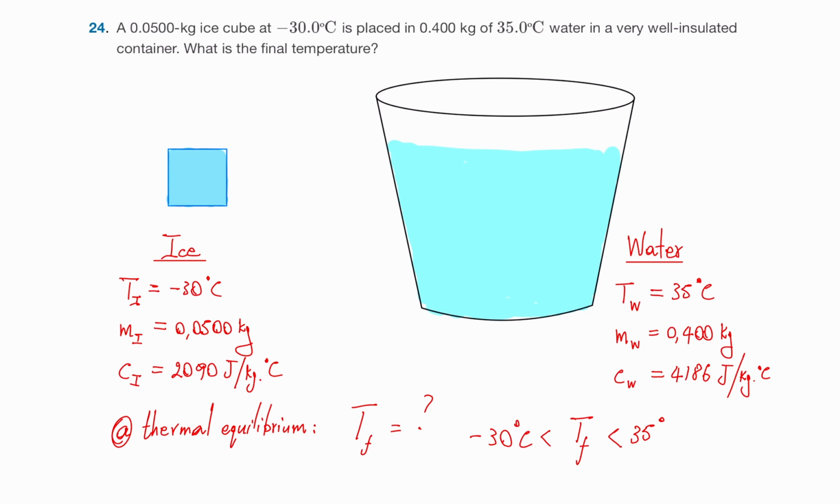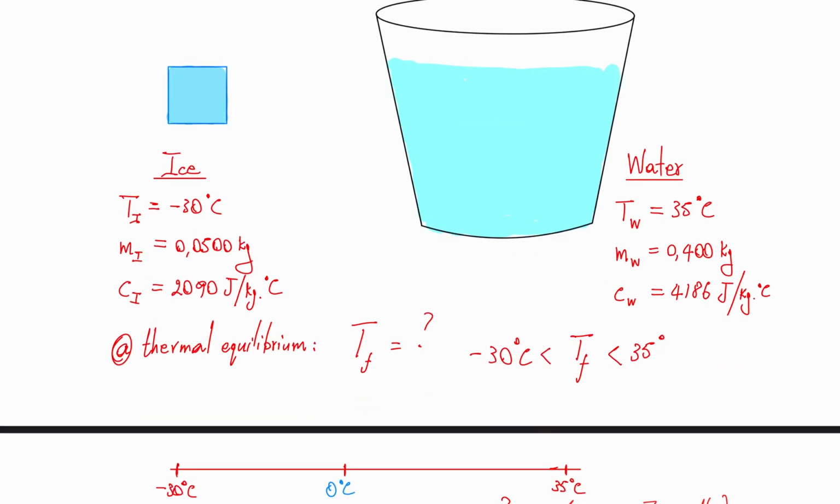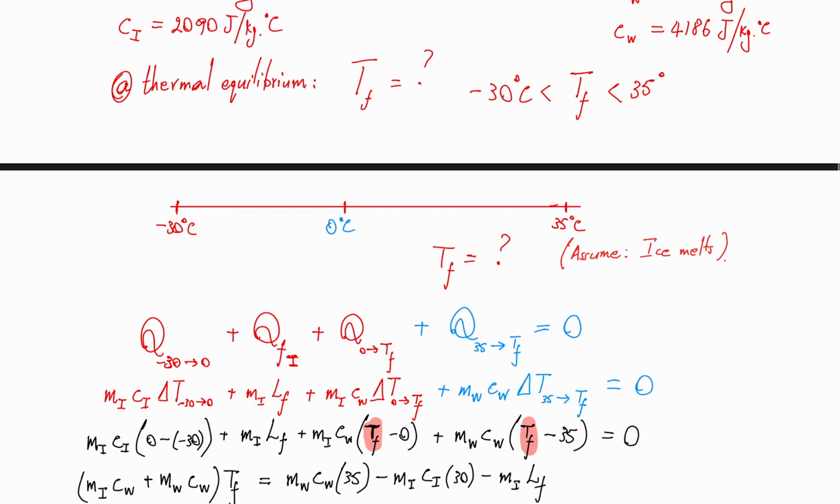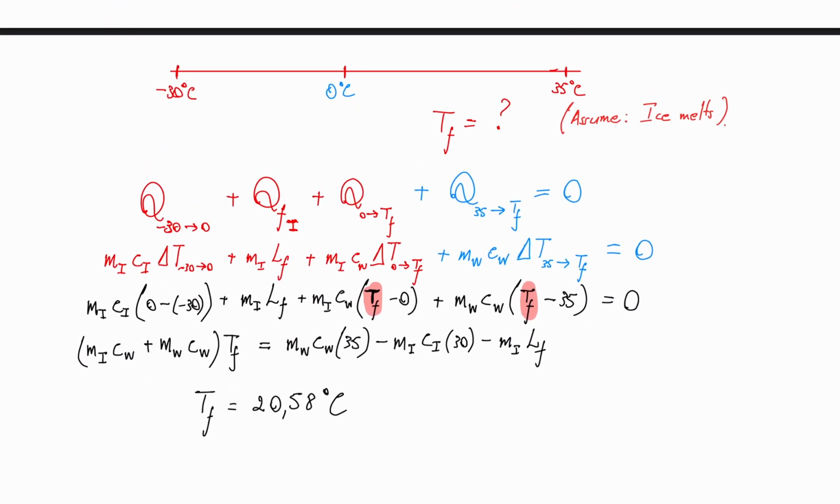But notice, in between these two temperature points, there is a particular temperature where water or ice undergoes a phase transition. Let's put these temperatures on a number line. For now, discard this bottom part of the screen. Let's come to the number line. We know that the water was initially at 35, and the ice was initially at minus 30. So when we put them into thermal contact, the water's temperature is going to drop, and the ice temperature is going to rise.